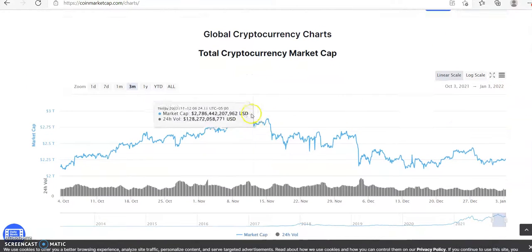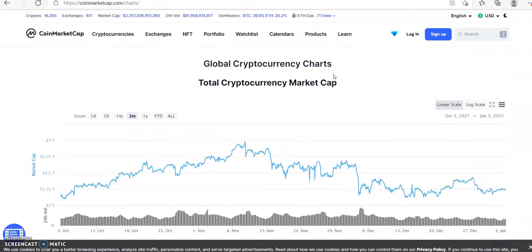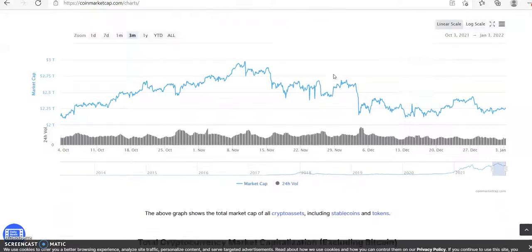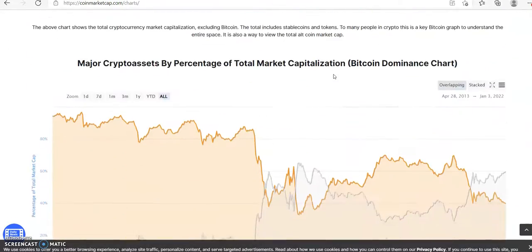But I believe heavily in crypto and I think it's the future. And right now the market is positioned to do amazing things.